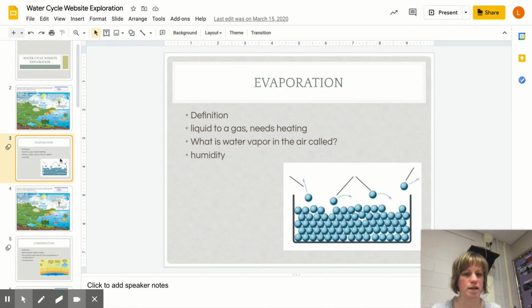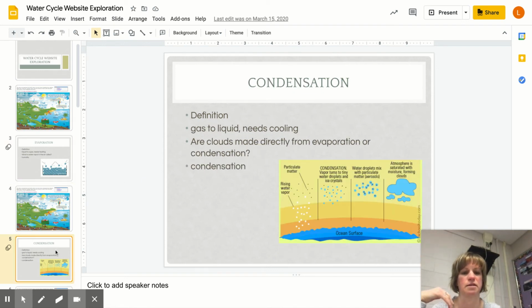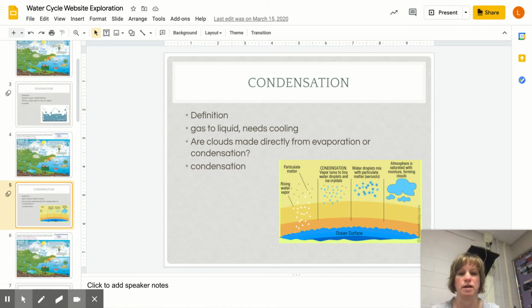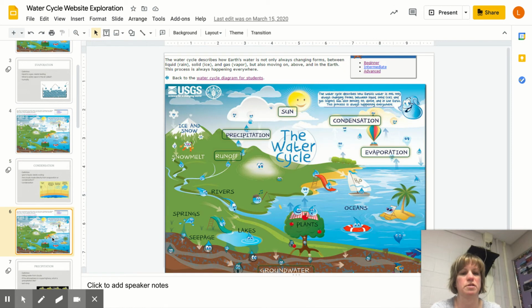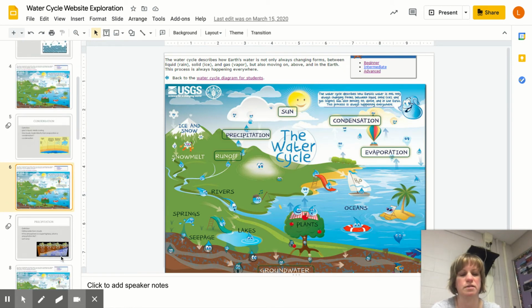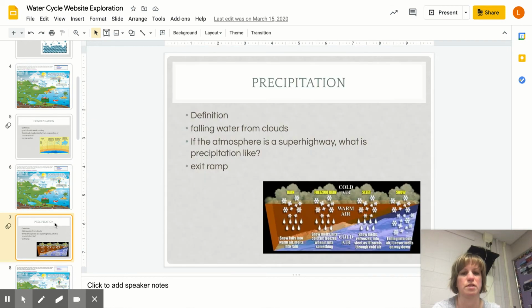So evaporation, again, is liquid to a gas. Condensation is the opposite. It is gas to a liquid, and it directly forms clouds. So what about precipitation? So we look here, we see precipitation coming out of clouds, and this one is more commonly understood by students, but it's just falling water from clouds.